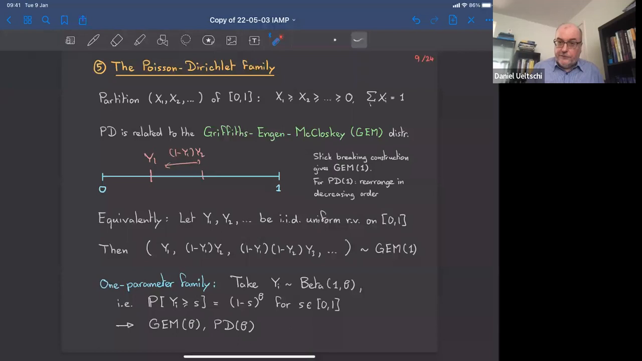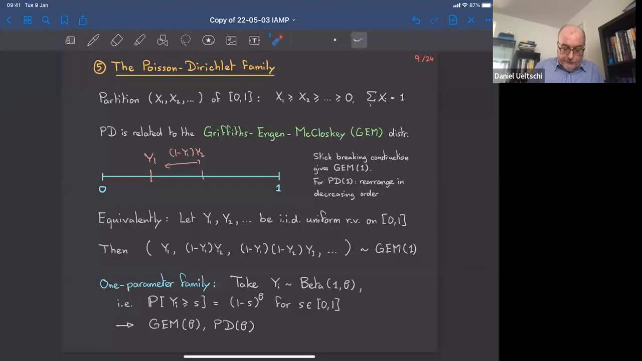It turns out that this is a one-parameter family. For other Poisson-Dirichlet distributions, the idea is that instead of the uniform random variable, we should take this Beta(1, theta) random variable. This is a random variable which takes values between 0 and 1. You have here the definition in case you care.